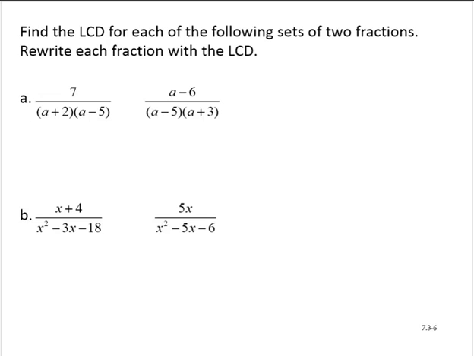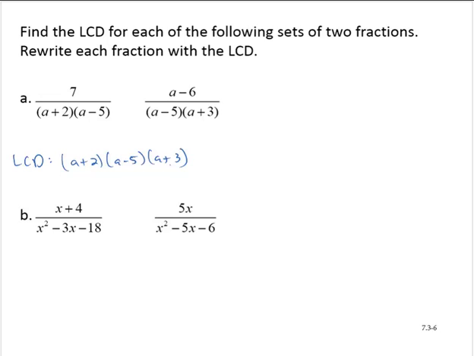So notice that our denominators are already factored, so to find the LCD, we simply need to list the distinct factors. So I have an a plus 2, I need an a minus 5, and I need an a plus 3. And remember, we only list them to the highest power, and the a minus 5 is only being raised to the first power in each of those denominators, so I've only listed it to the first power.